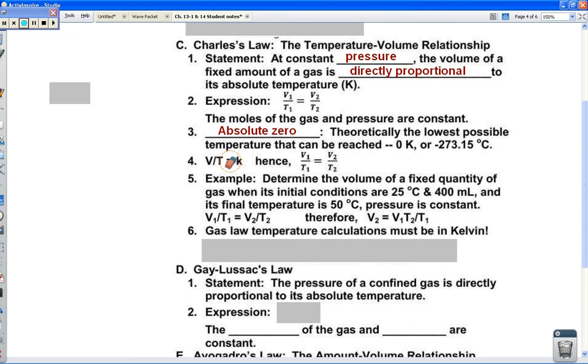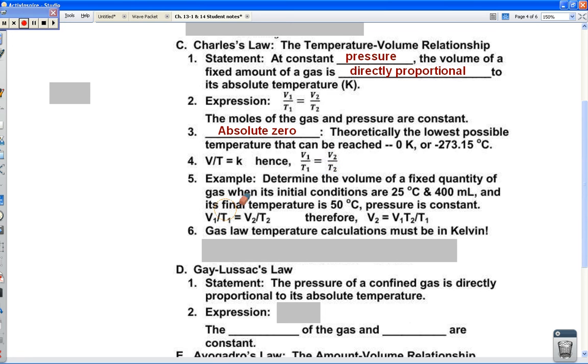Here's how we get this. The volume divided by the temperature equals a constant, and it's V1 over T1 equals V2 over T2. So whenever we change our gas from one state where it has a volume and a temperature to another state with a volume and a temperature, they're both going to equal some constant. And so that's how they stay proportional to each other.